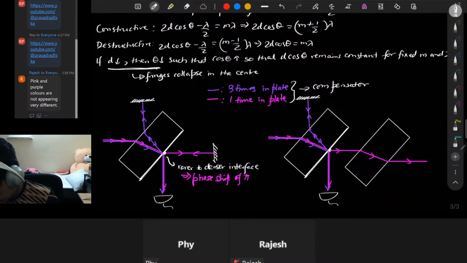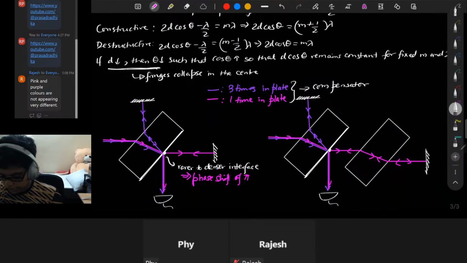Then it hits the mirror. Okay, sorry, this is tilted. It hits a mirror and gets reflected back again. So it retraces its path and comes out. So now you can see that the pink ray also travels 3 times in the medium, and the purple ray is also traveling 3 times in the medium. So that path difference is compensated. That's the role of the compensator.